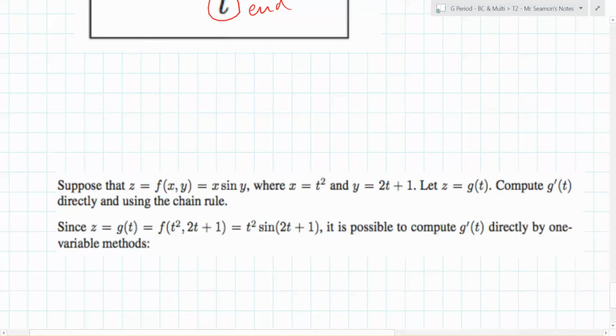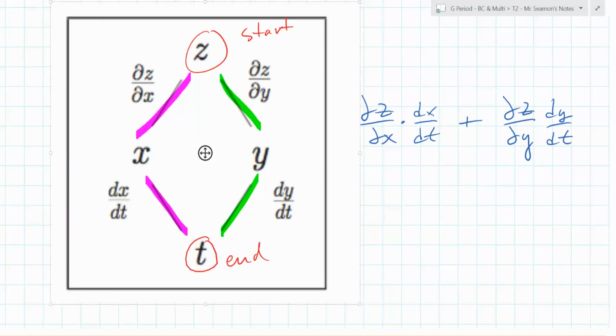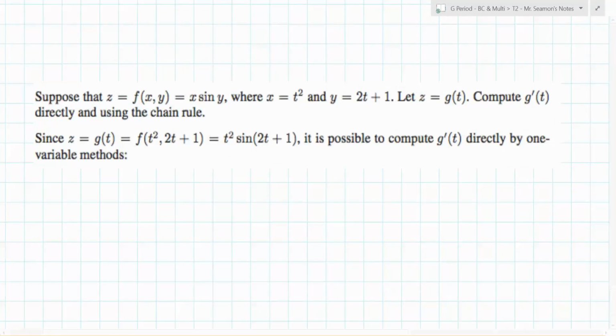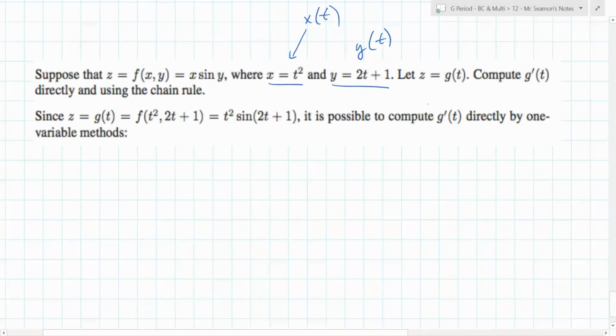So can it get more fun? Sure, but let's exercise this thing first, okay? We have a total of 2 minutes, so we can get through this next example. It says, suppose that z equals f of x, y, x sine y, where x is equal to this. Oh, is this nice at least? x is written in terms of t, and y is written in terms of t. Let z equal g of t. Compute g prime, directly using the chain rule.